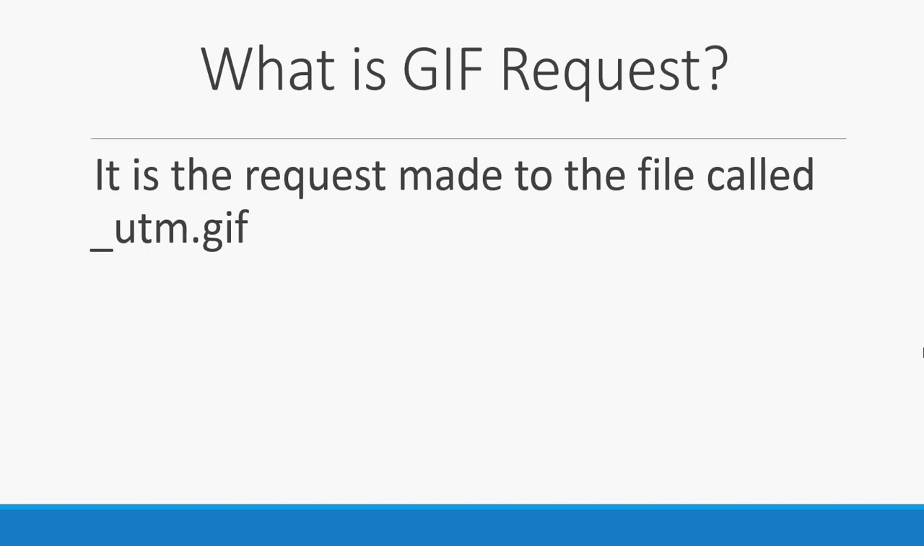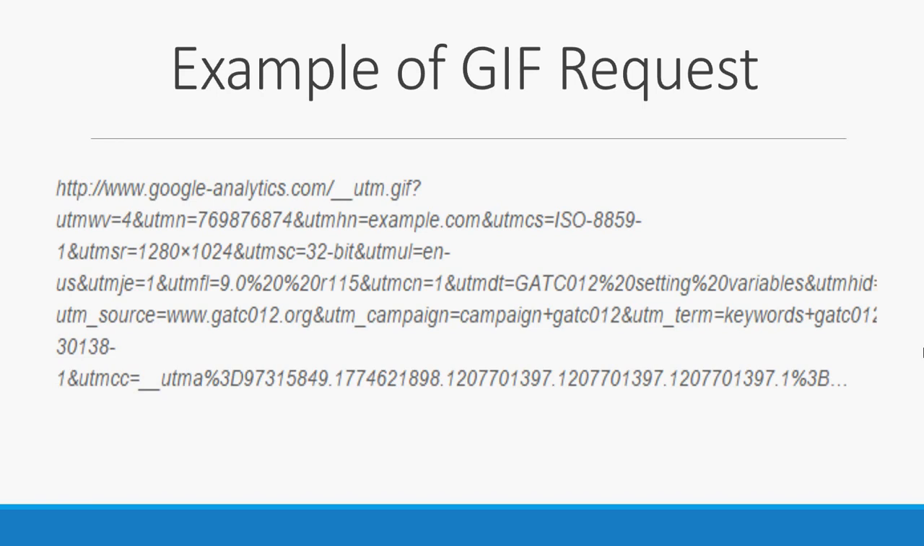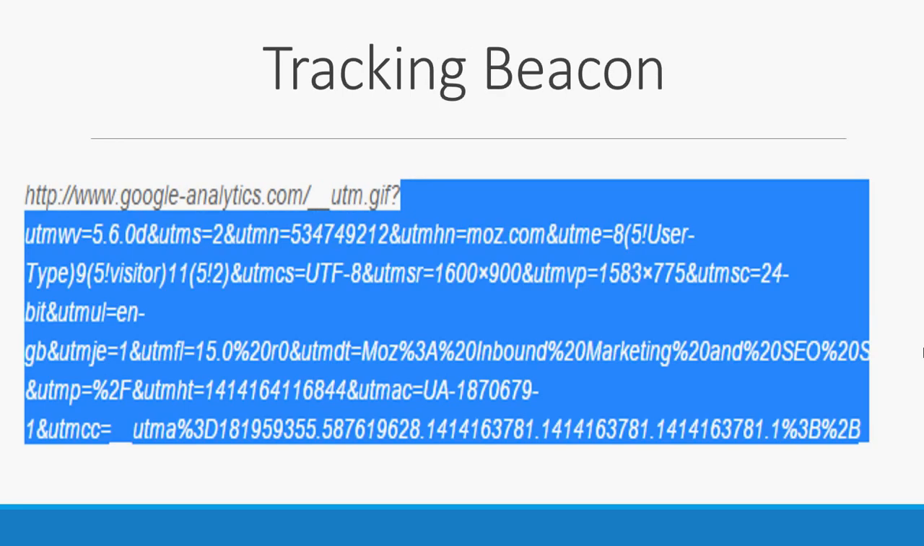A HIT can be a page view, screen view, event, transaction, etc. Following is an example of a GIF request. The query string of this GIF request is called the tracking beacon. A query string is a part of the URL which comes after the question mark character. So tracking beacon would look like this.